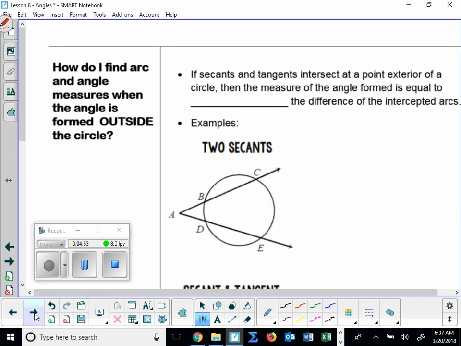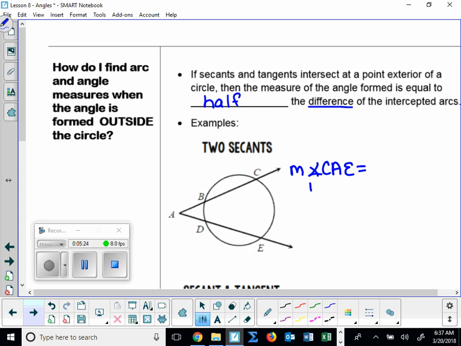Let's see what happens when the angle is formed outside the circle. If secants and tangents intersect at a point exterior, outside of a circle, then the measure of the angle formed is equal to half the difference of the intercepted arcs. So let's look at this two secants example. I want the measure of angle CAE.